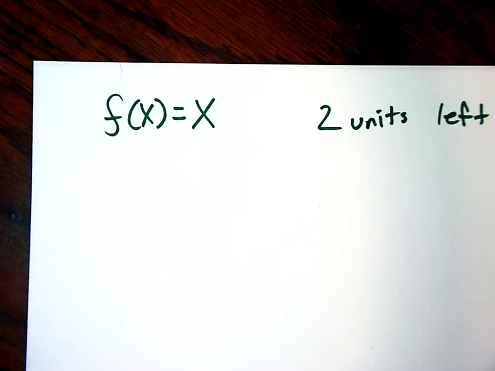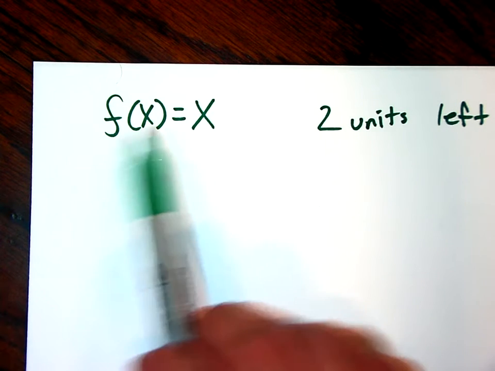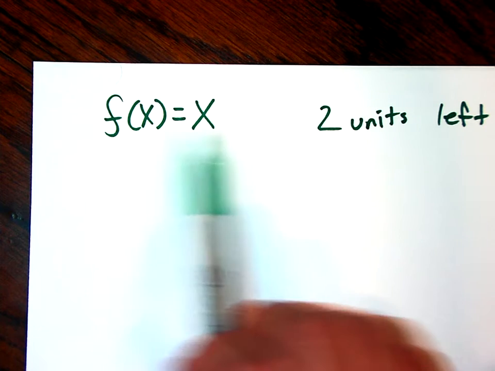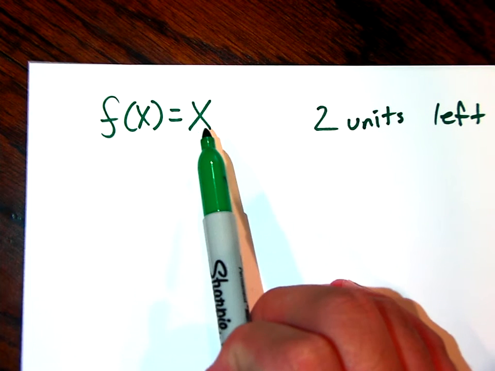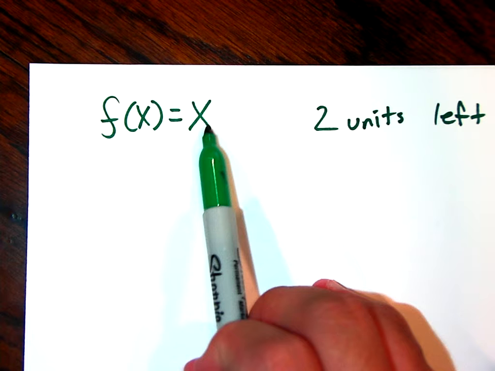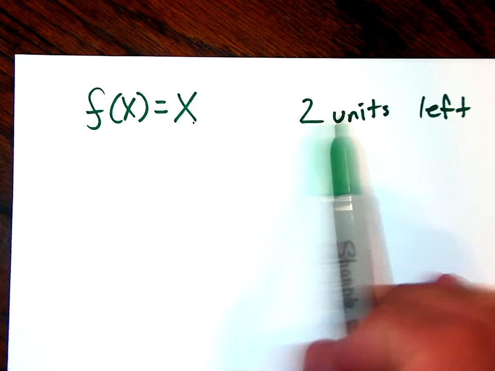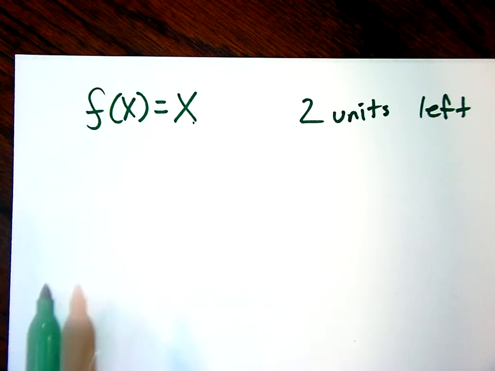Okay, this is the first example given in the packet. In this example, it tells you a function, f of x equals x. It's just this parent function. This is the simplest linear function you can get. It's just f of x equals x, or y equals x. And it says we're going to move this thing 2 units to the left.